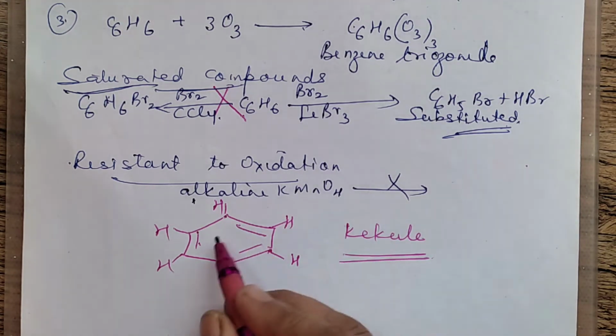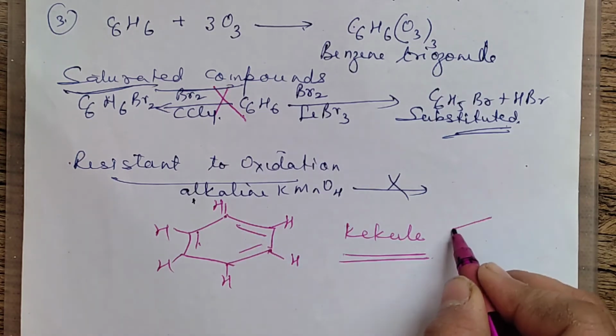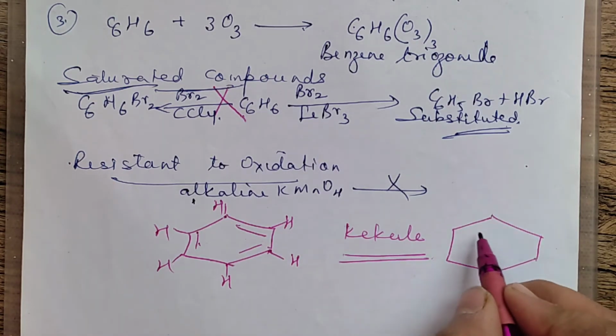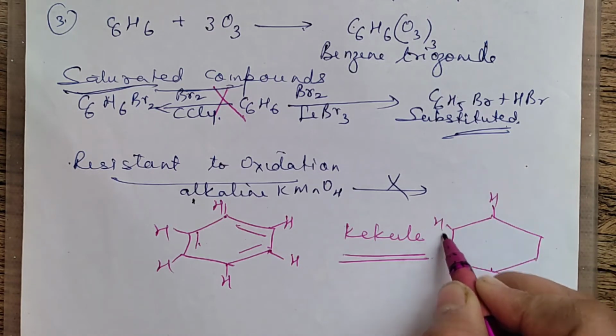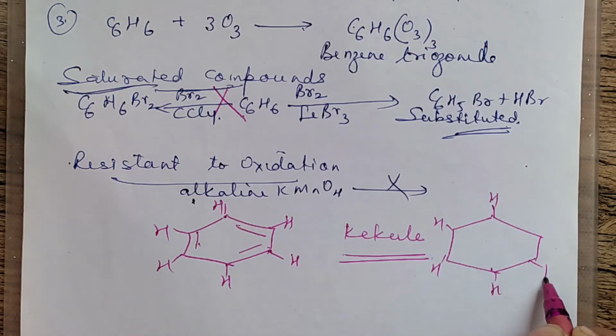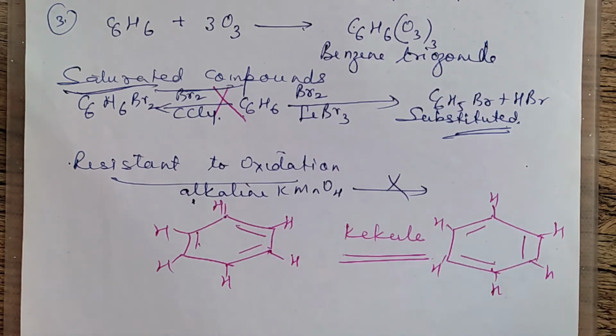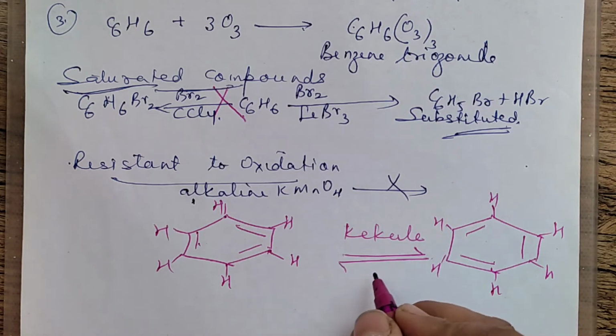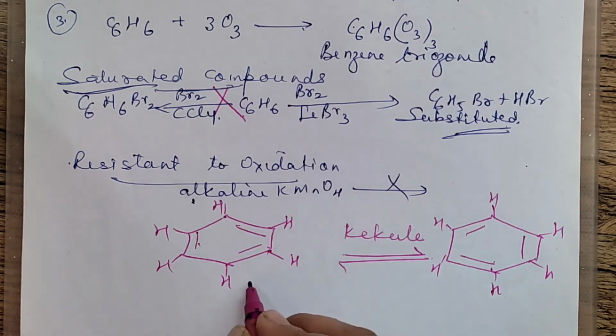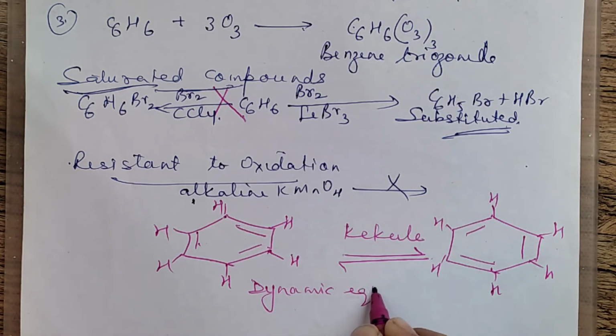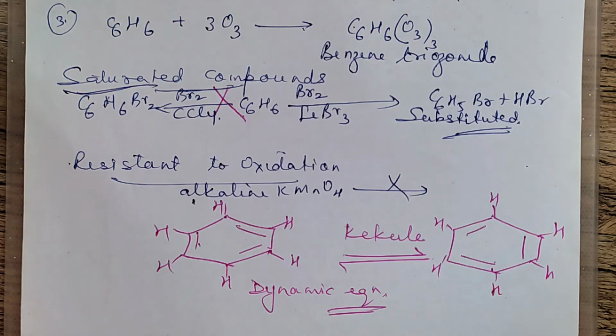Though with this structure also there were some objections given. For example, this is one structure where I have put the double bonds like this. Another Kekule structure can also be drawn with all the carbons again having hydrogens, and the position of the double bonds is now different, like this. These two were equally existing structures, so it was said that there is dynamic equilibrium between the two structures of Kekule, where the position of the double bond is not fixed. You can write it either this way or the other one.